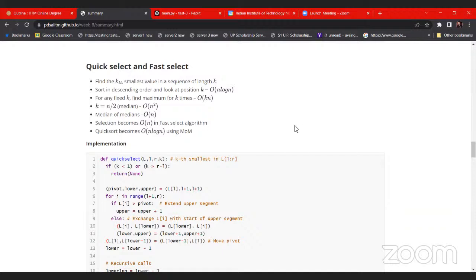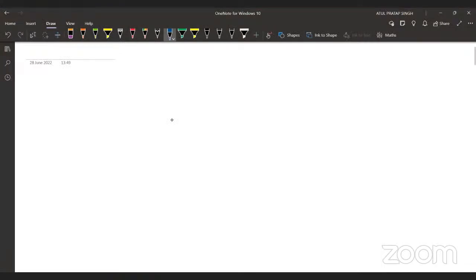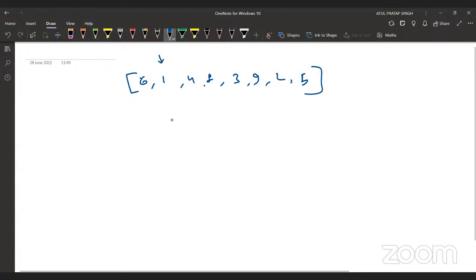So in an unsorted list, how can you find the kth smallest or kth largest element? If you are using the naive approach, for example, we have an unsorted list like 6, 1, 4, 8, 3, 9, 2, 1. Let's say I'm not repeating elements. I ask: what is the fourth smallest element? The first smallest is this one, 1.